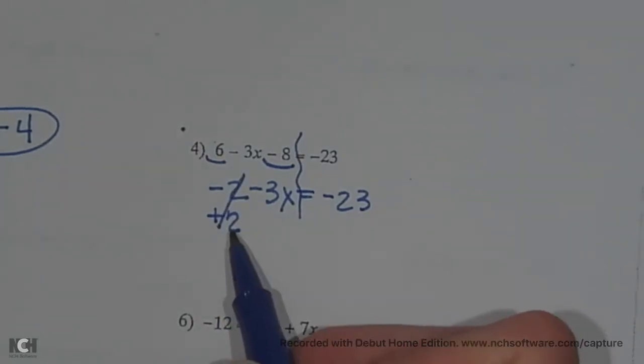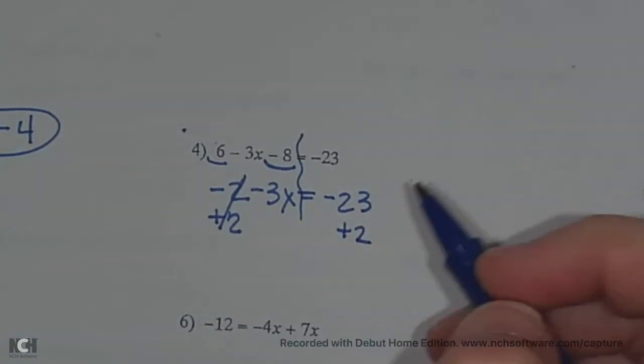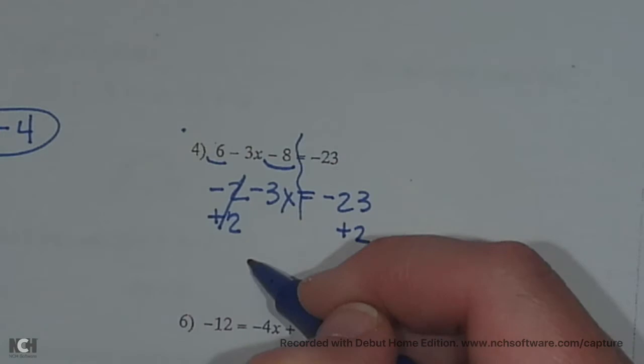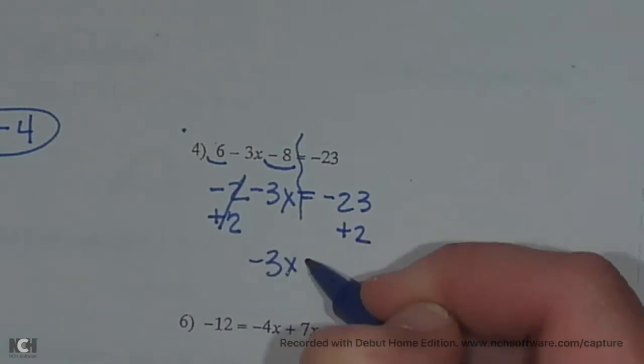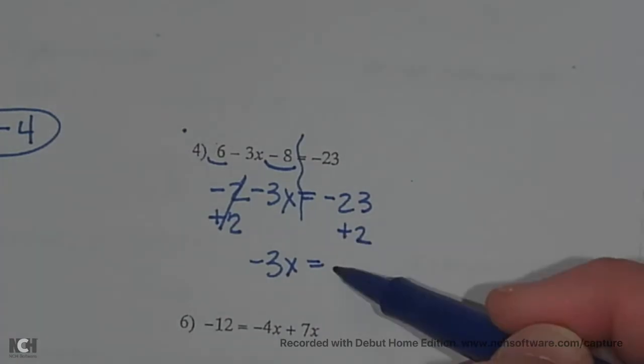Now whatever we do to one side, we have to do to the other side. So let's do the plus 2 over there also. And let's see, those canceled. We're going to bring down our negative 3x here and set that equal to negative 23 plus 2 equals negative 21.